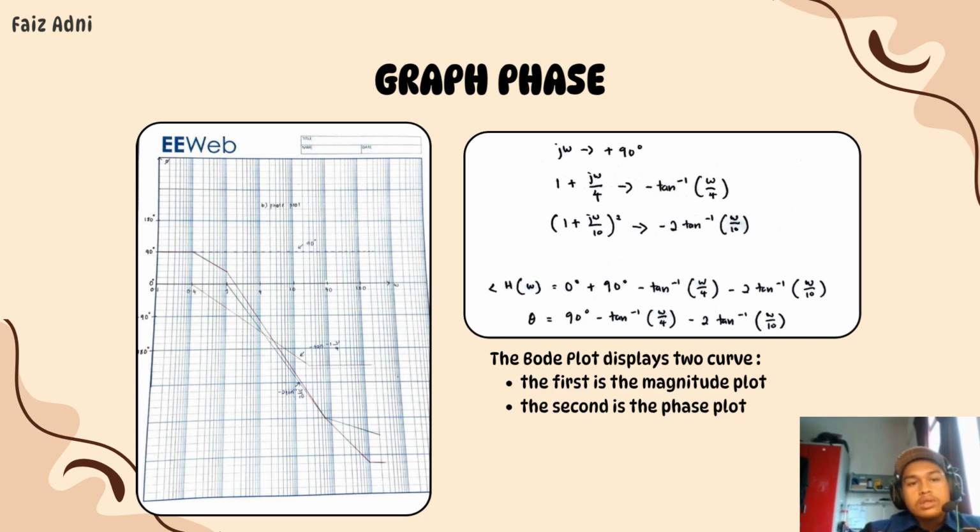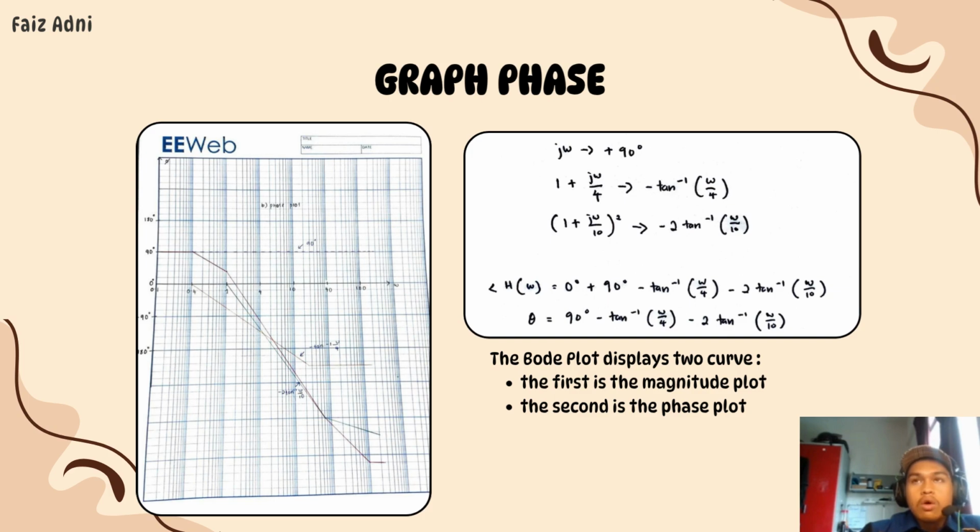As we move from left to right, meaning as the frequency increases, the phase starts from positive 90 degrees and drops down. It shows how the system reacts to signals of different frequencies. In short, the graph shows how the angle or the timing of the signal changes across frequency.